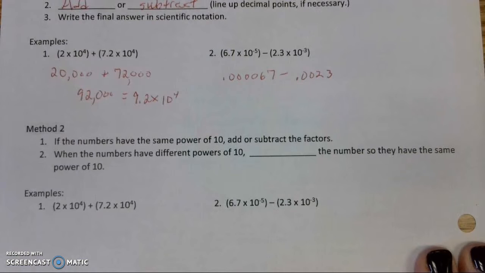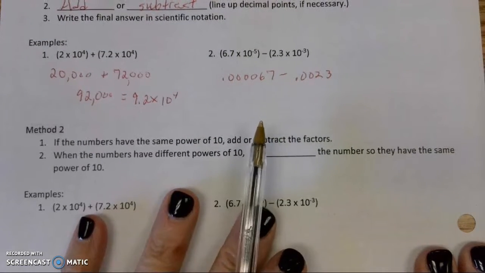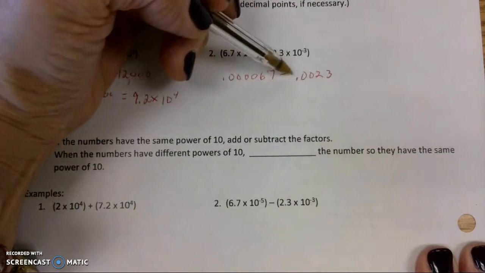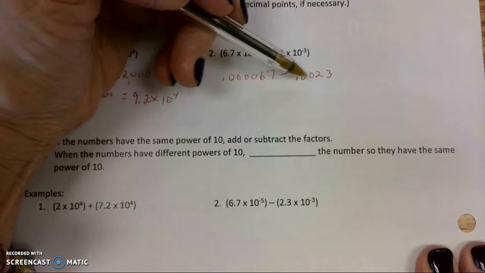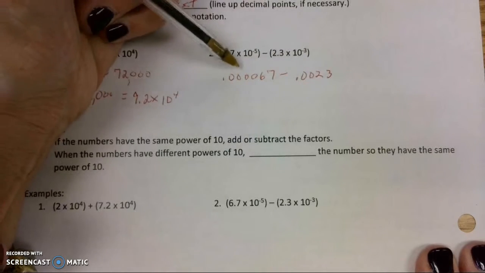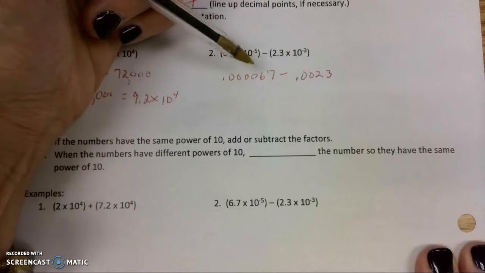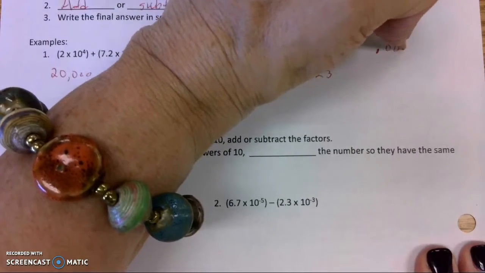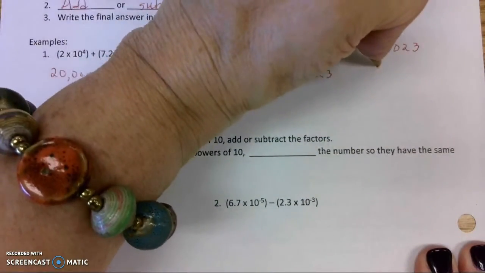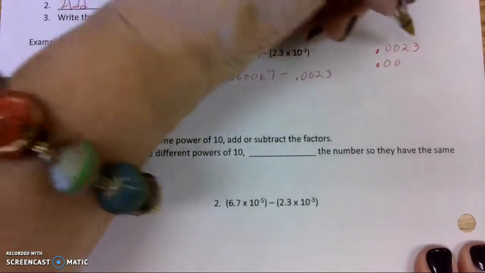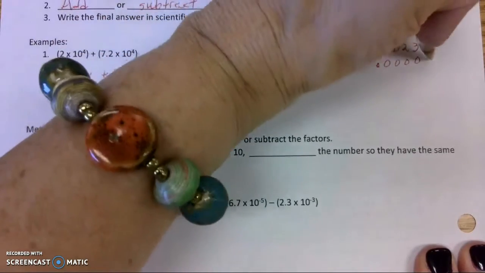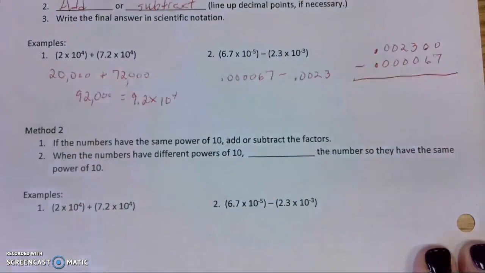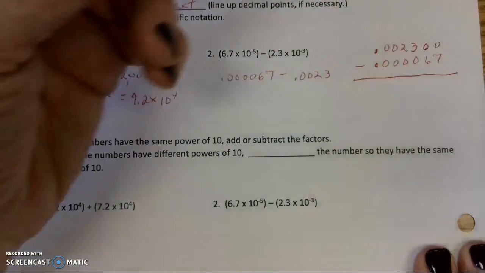Now, be careful when you're doing subtraction, because when you actually do the computation, you need to make sure that you're subtracting the smaller number from the larger number. You should also realize that this is going to give you a negative answer because 0.0023 is a bigger number than 0.000067. So when you line them up, you're going to start off with 0.0023, and then right underneath it, 0.000067. I need to just add 2 zeros, and then just go through and do your subtraction.